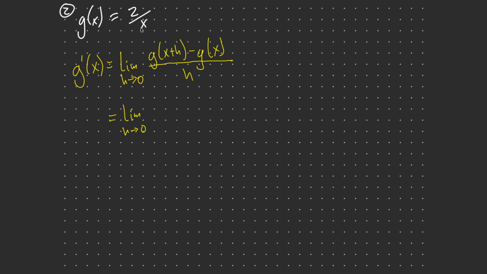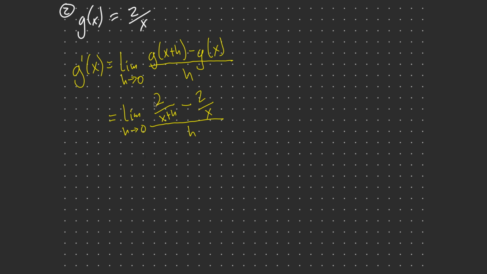So remember, g of x plus h, if g of x is 2 over x, then this is 2 over x plus h. We're just taking this formula and wherever we see an x, plugging in x plus h. And we subtract from that g of x, which is just 2 over x. Now we're going to take all of this and divide by h. This is one of the trickier ones because the algebra and manipulations you have to do here are maybe not the most straightforward.